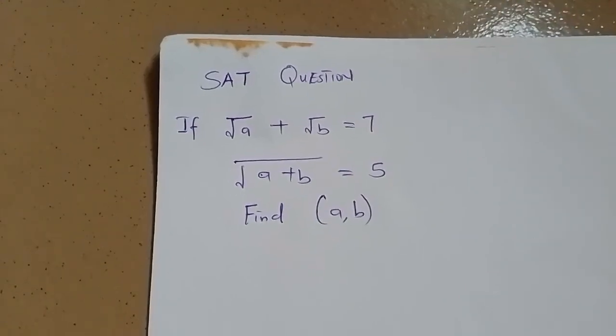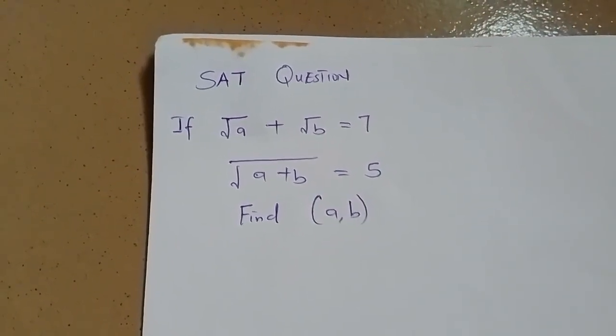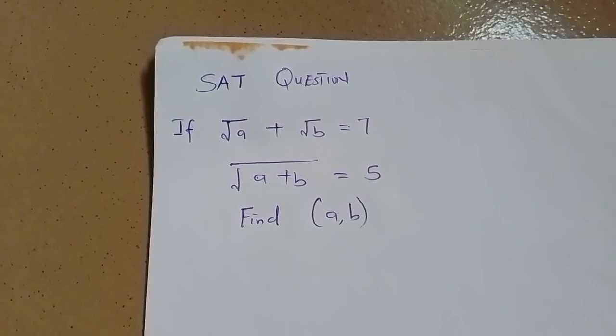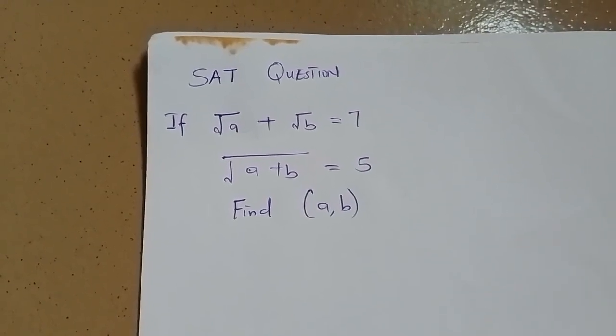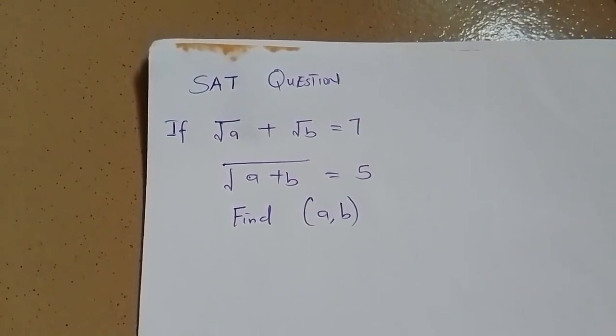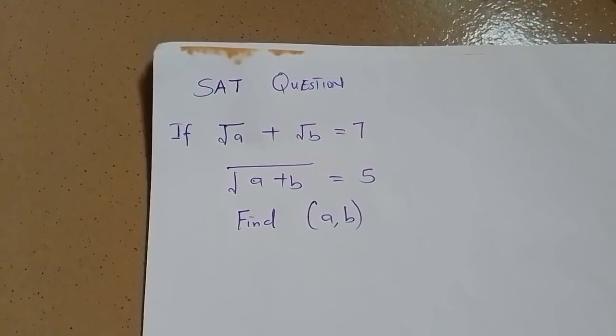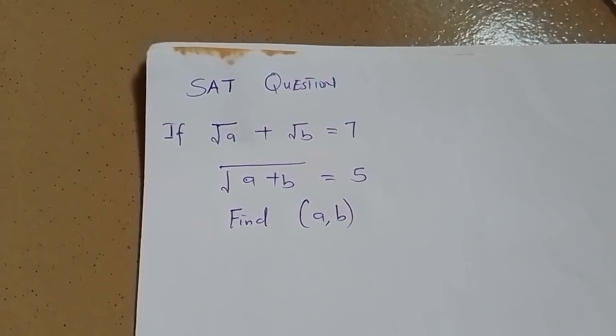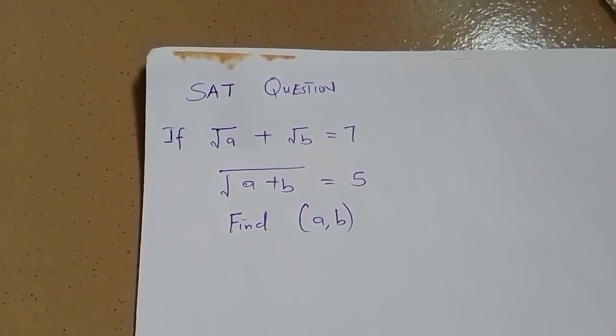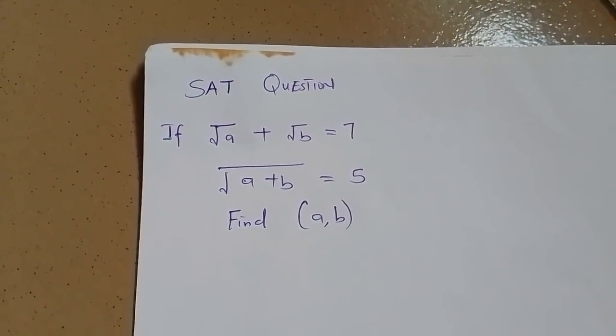Today we want to provide a solution to this SAT question given to us. The question reads: if the square root of a plus the square root of b equals 7, and the square root of a plus b equals 5, find the value of a and b.